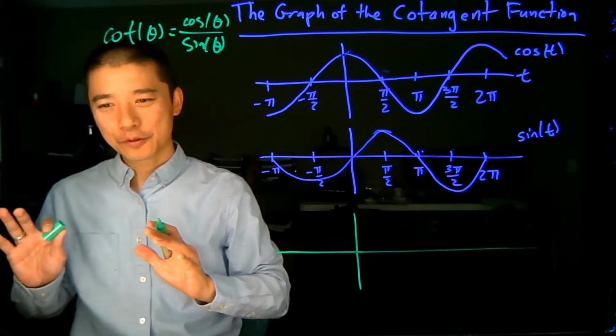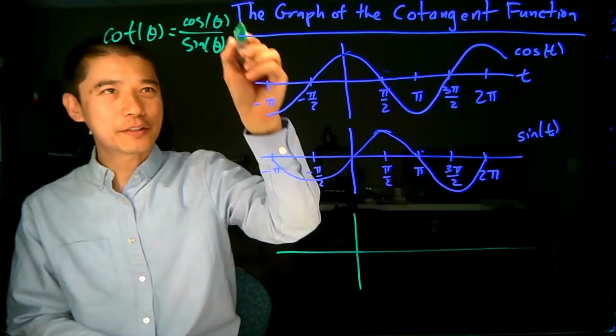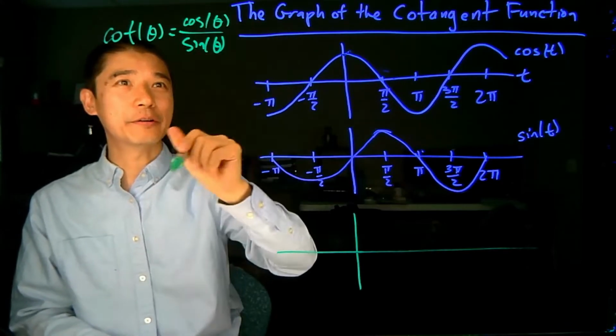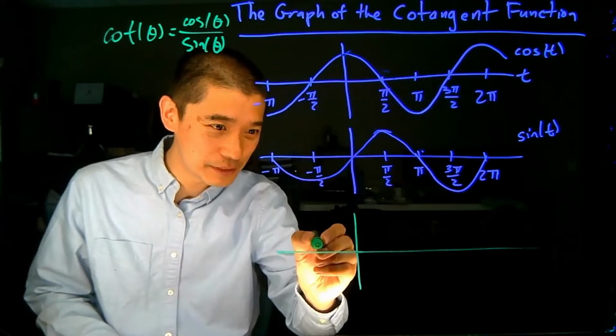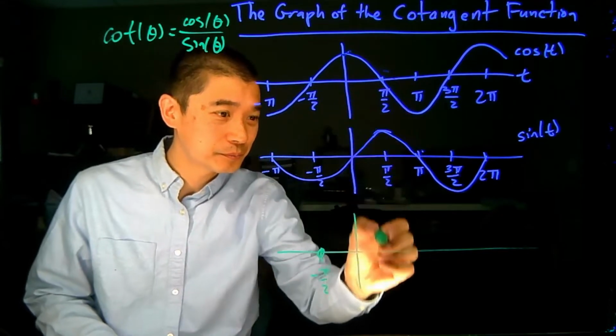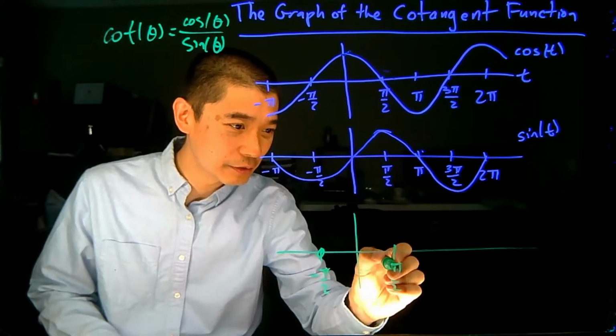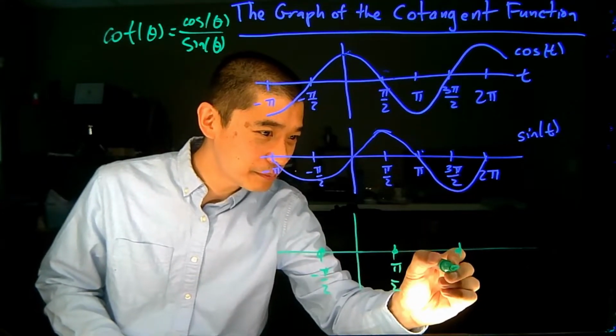All right, so what are we looking for? We're looking for zeros and vertical asymptotes first. So the zeros of the cotangent function are where the numerator is 0, and the numerator is 0 when cosine is equal to 0. So 0 is going to be here at negative pi over 2, 0 at pi over 2, and a 0 at 3 pi over 2.